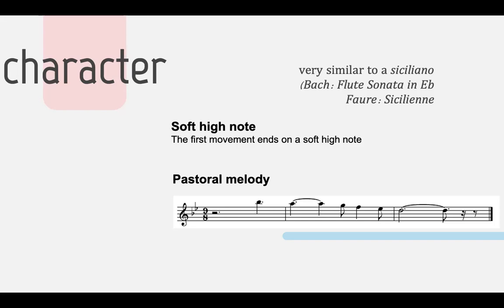And we can also use a change of color and different vibrato and left tone to show the contrast. Then the common characteristic of French pieces is that the first movement ends on a soft high note. Performers should take care of these notes and move smoothly to the next movement.